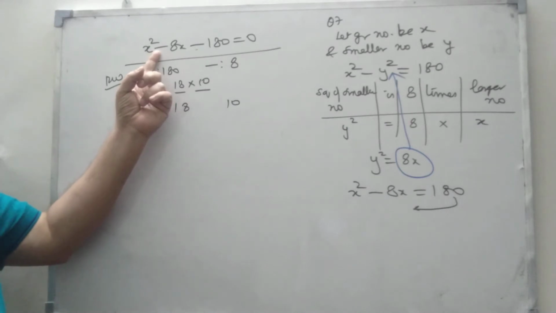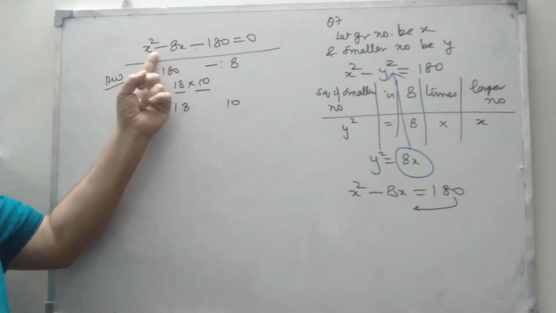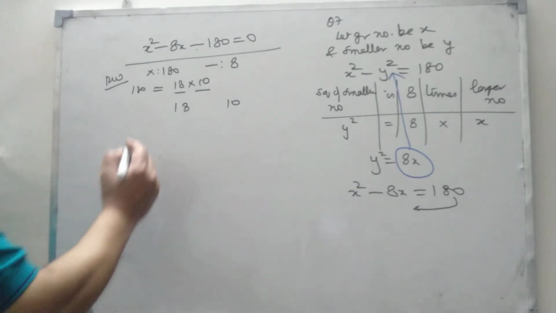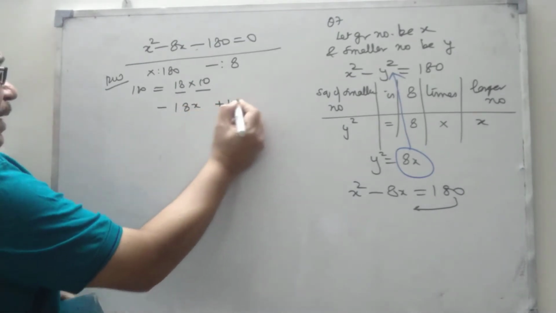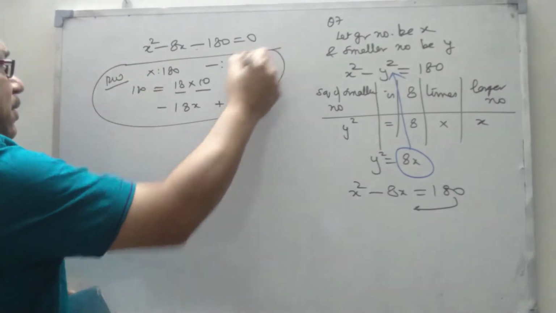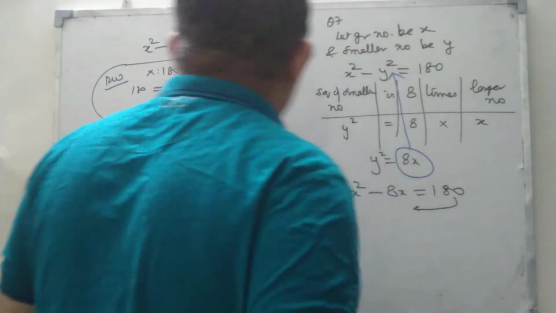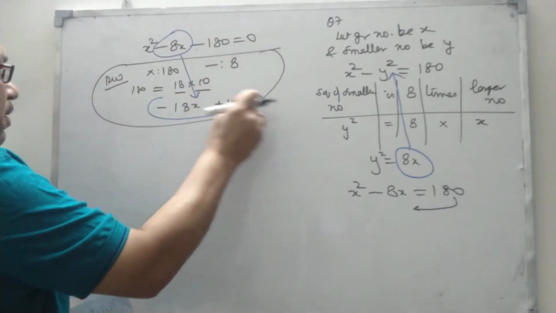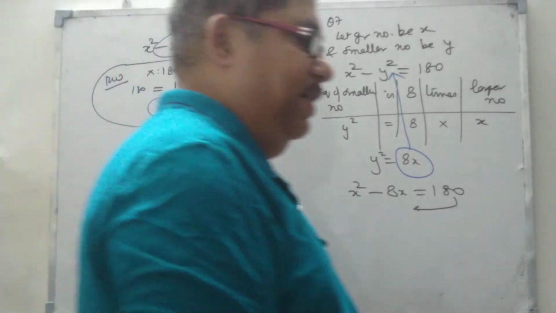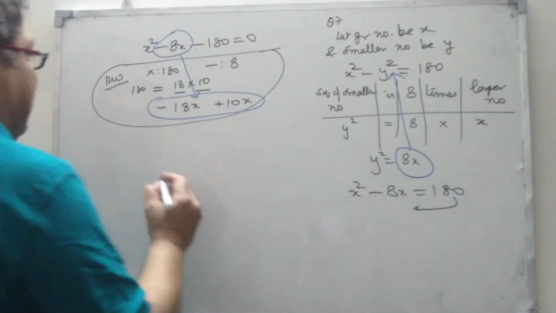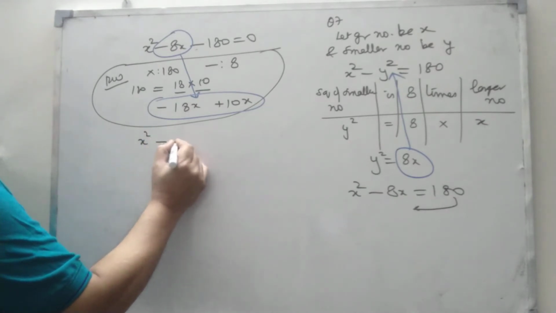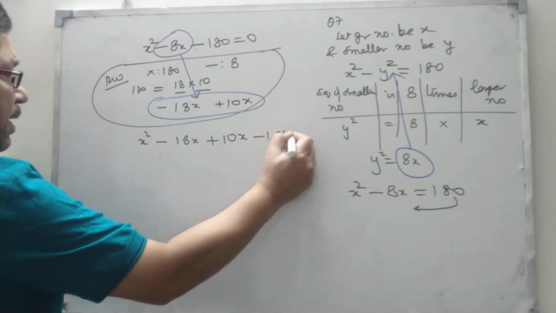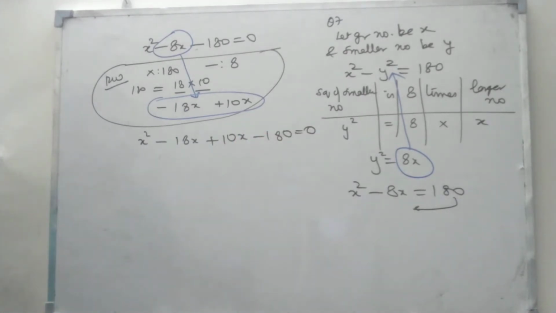Now here you see there was minus. The difference has to be minus. That means the greater number should be negative and the smaller number should be positive. So this should be minus 18x and this should be plus 10x. So this is how I should factorize it. This is the way I am going to factorize it. So I write x square minus 18x plus 10x minus 180 equal to 0.